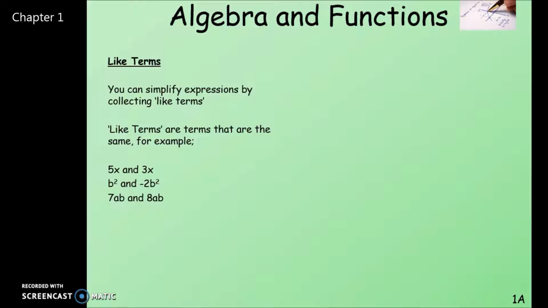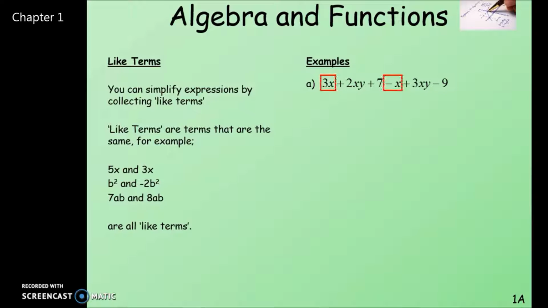And then we've got the terms like this. So you've got 7ab and 8ab. Those would go together. They would not mix with things like 6a or 5b. You'd have to have ab's. So let's have a look at some examples. I would recommend that you pause the video and have a go at these questions as I go through them. So the first one, pause the video and have a go at this, and then I'll go through the solution.